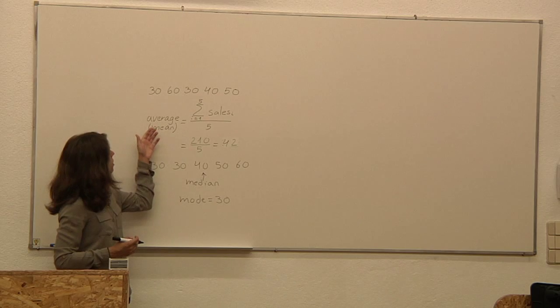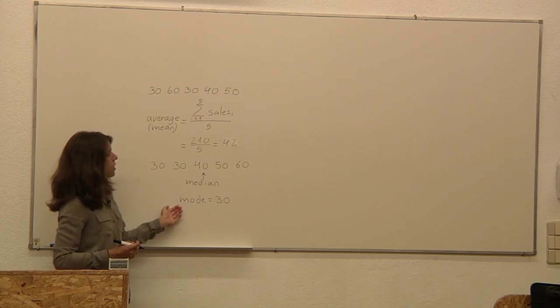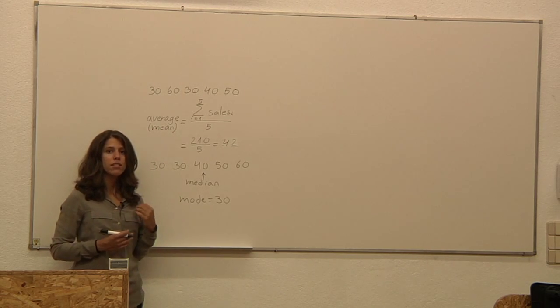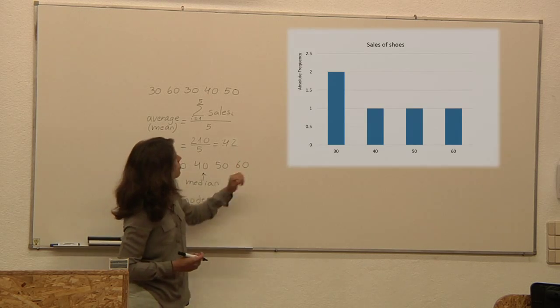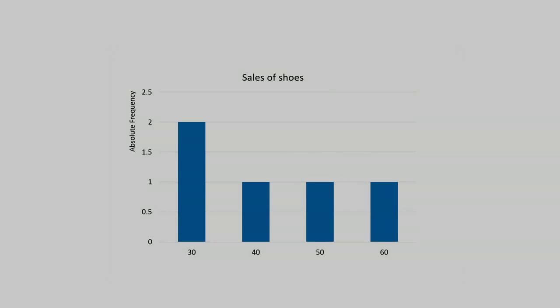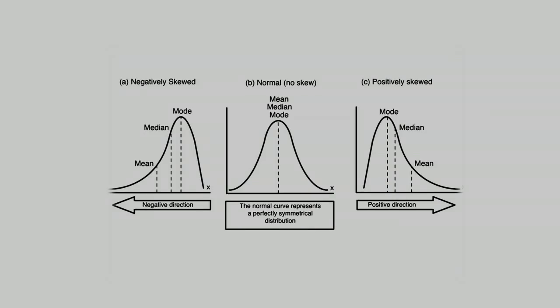Now that we know the mean, median and mode, let's look at the distribution. From this graph, we observe that most of the observations are to the left. Therefore, we do not have a symmetric distribution. We have instead what is called a positively skewed distribution, which is one in which the mode is below the median, which is below the mean.